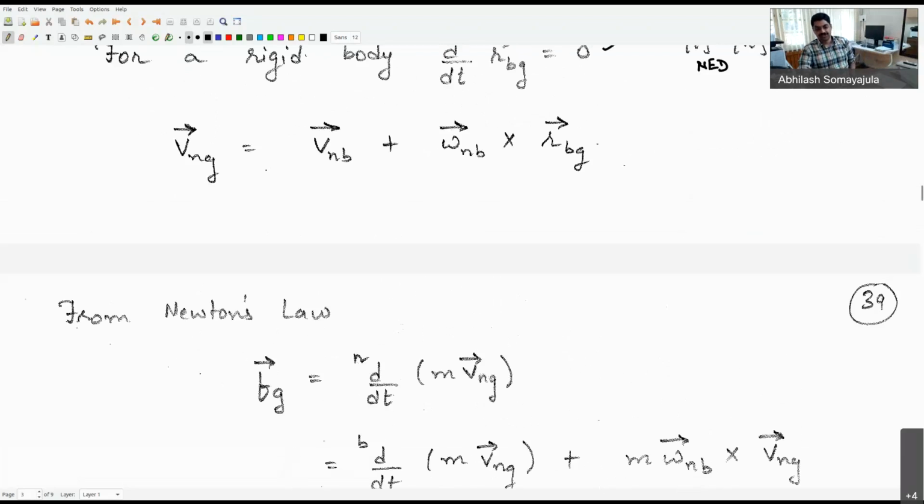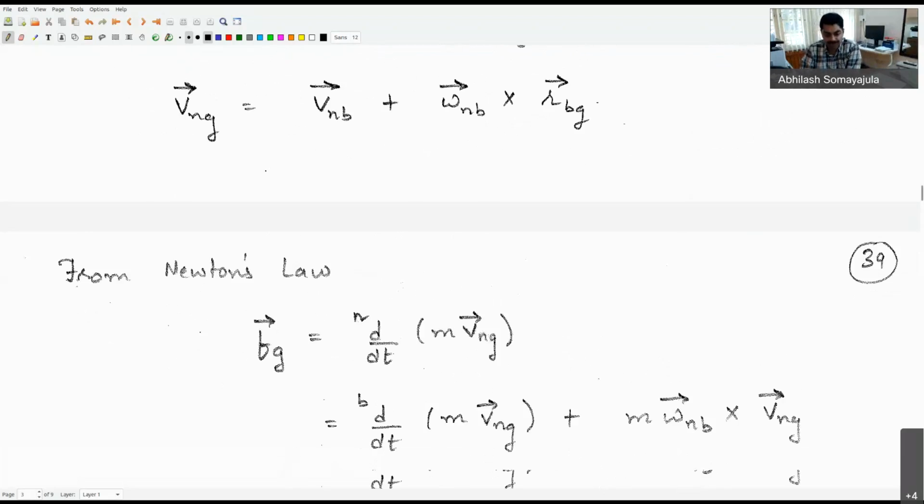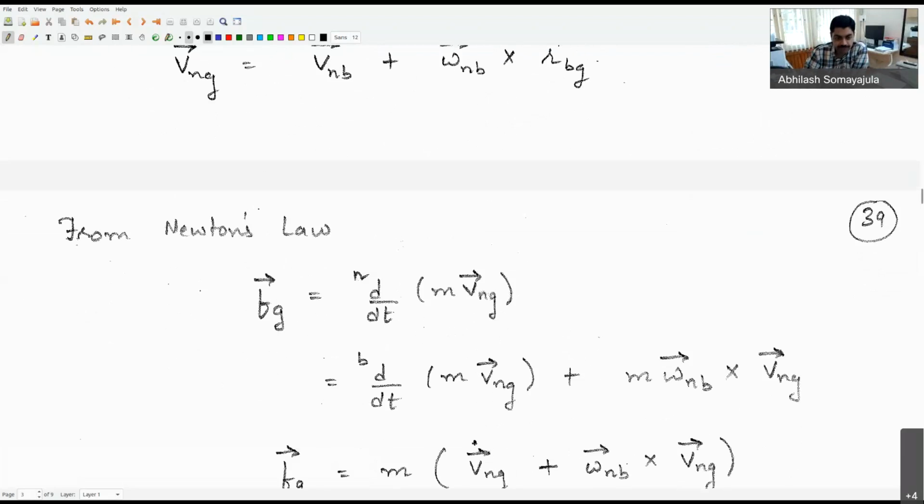Now we are in a position to apply the so-called Newton's law. Remember, our Newton's law was that the force acting at the center of gravity will be equal to the time derivative of the linear momentum, which is mass times velocity. And velocity here represents v and g, the velocity of the center of gravity with respect to the NED frame. And I'm taking a derivative with respect to the NED frame. I can express this derivative in terms of the body fixed frame as we just saw before. So in that case, I have an additional term which comes in, which is omega nb cross v and g.